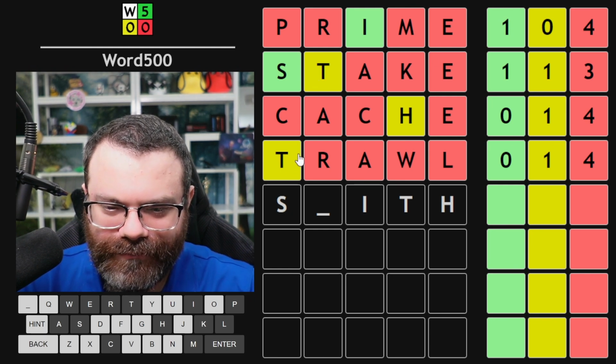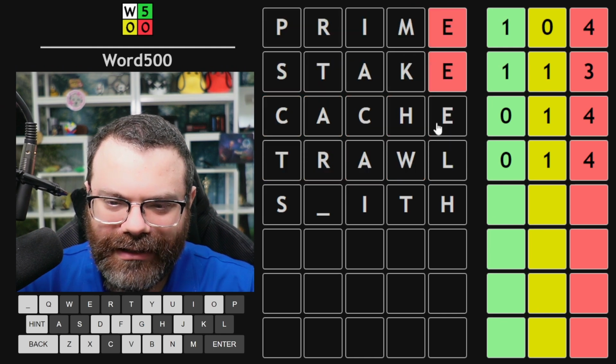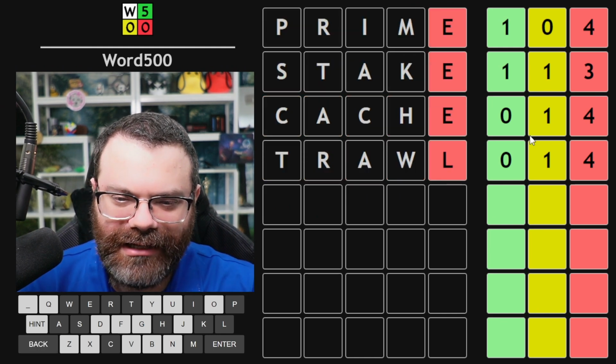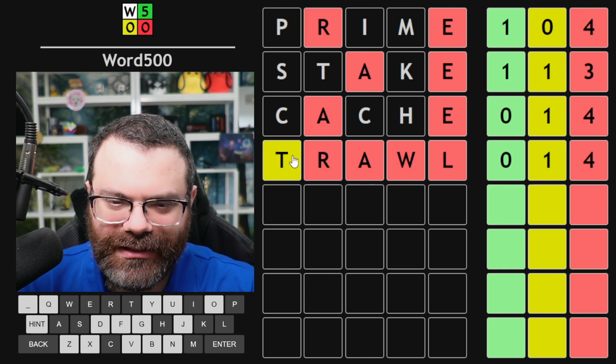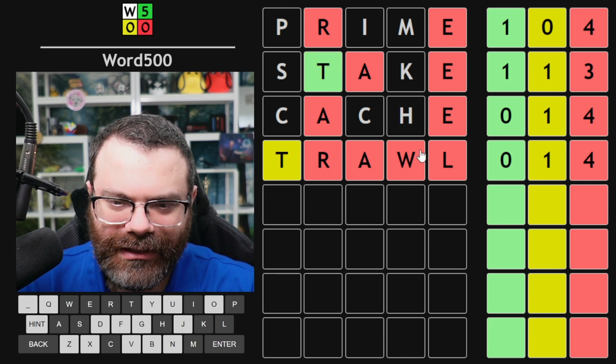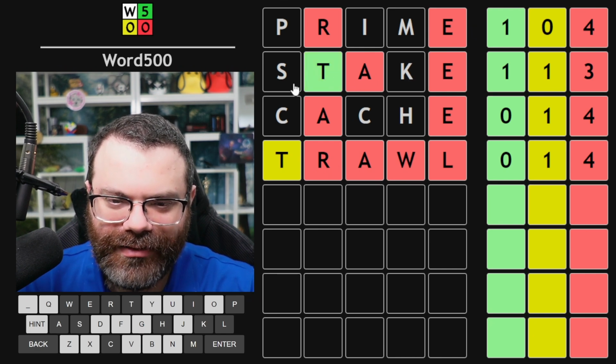So, okay. This is kind of what I figured out already. No A's, no R's. So there must be a T in the word. I tried T yellow, so we'll try T green again. So if T is green, I need a yellow S or K.